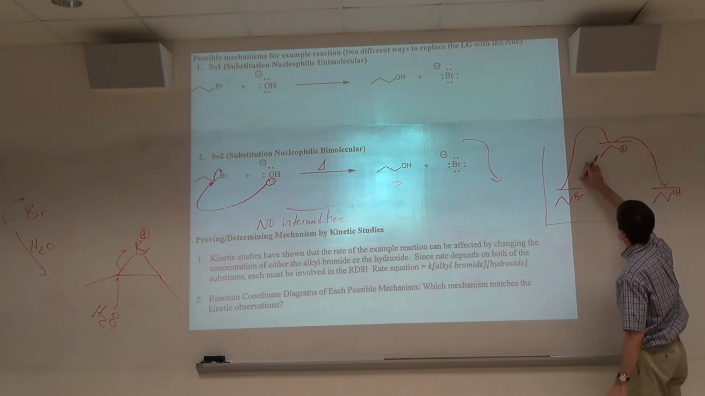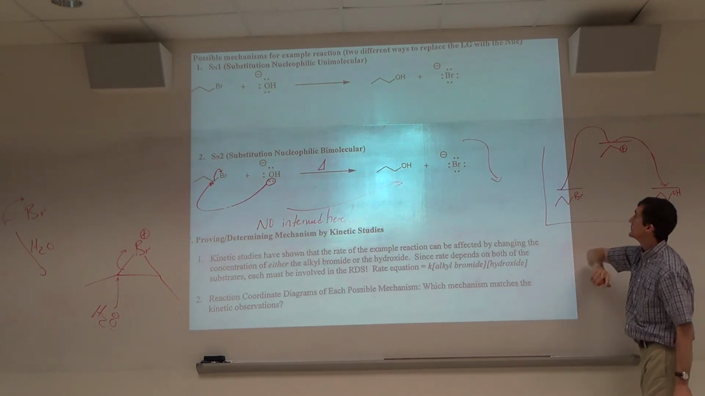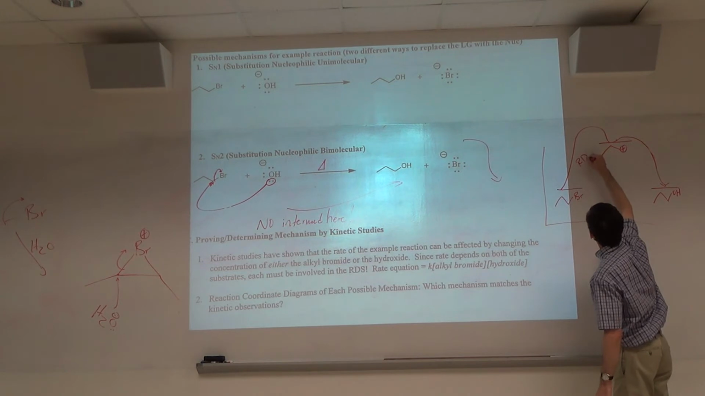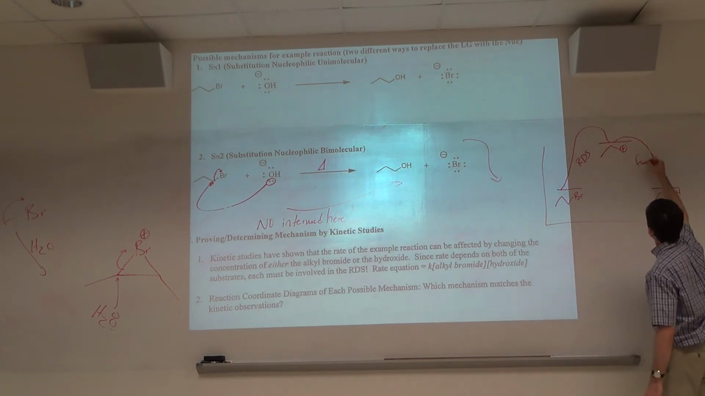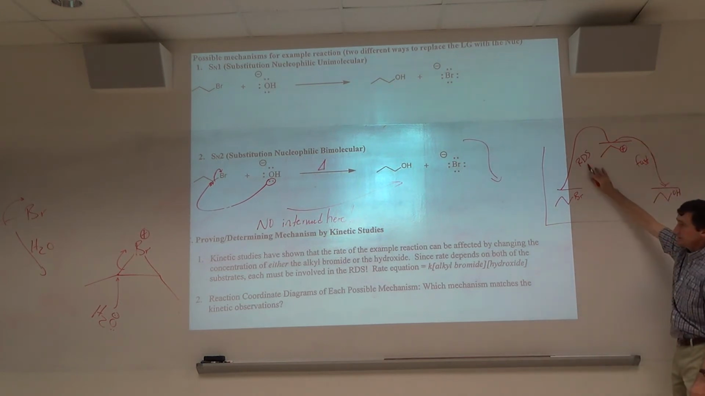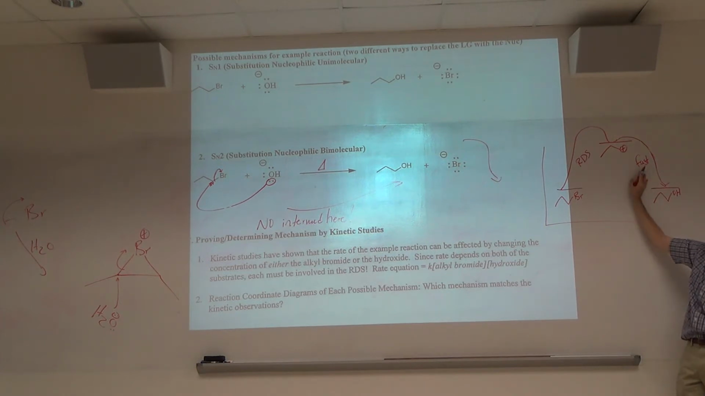Which step is rate determining in the first mechanism we showed? That one, this is fast. So ionization is the rate determining step. Nucleophilic addition to the cation would be fast. Yeah, this is the first mechanism, right?